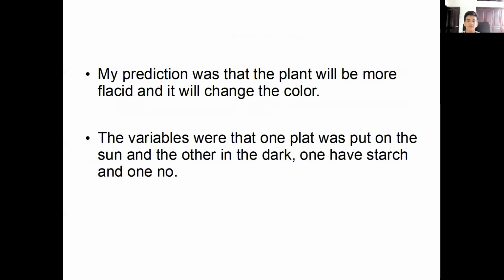These are my predictions. I'm going to compare my predictions with the results. My prediction was that the plant will be more flaccid and it will change color. The variables on the plant were not changed, except that one plant was in the sun and one plant was in the dark, and the rest was all equal.